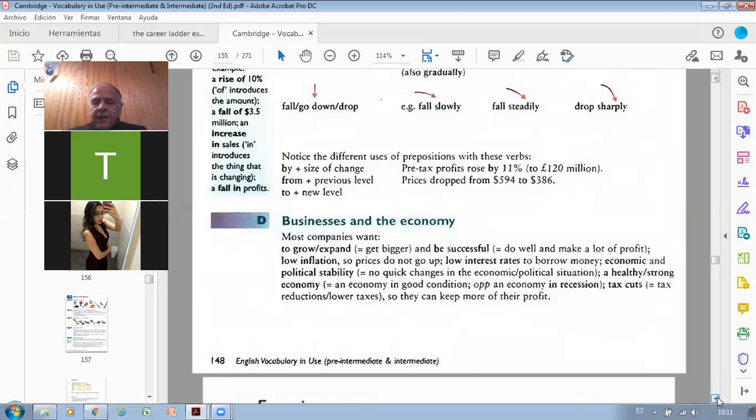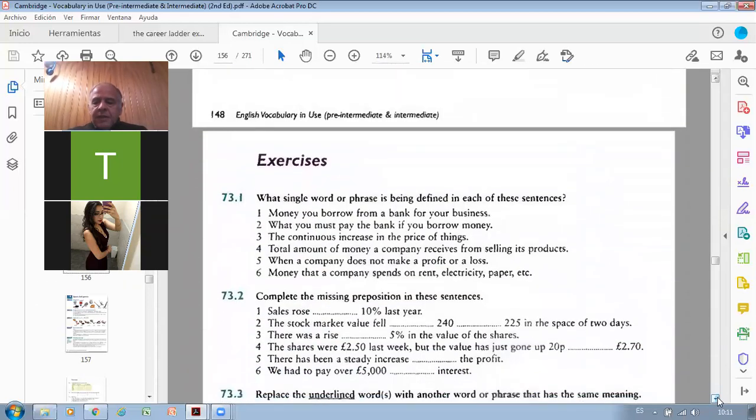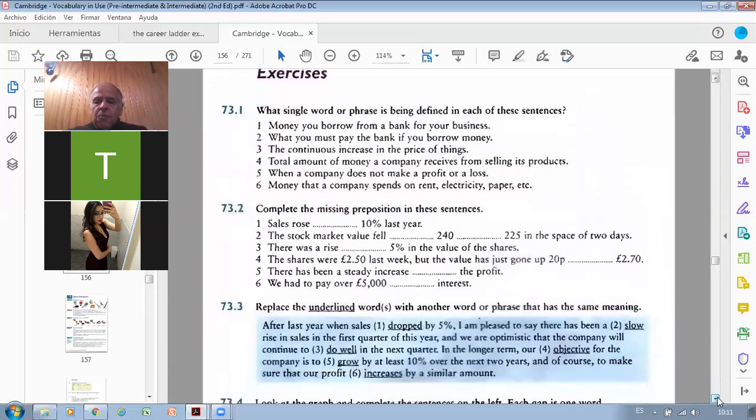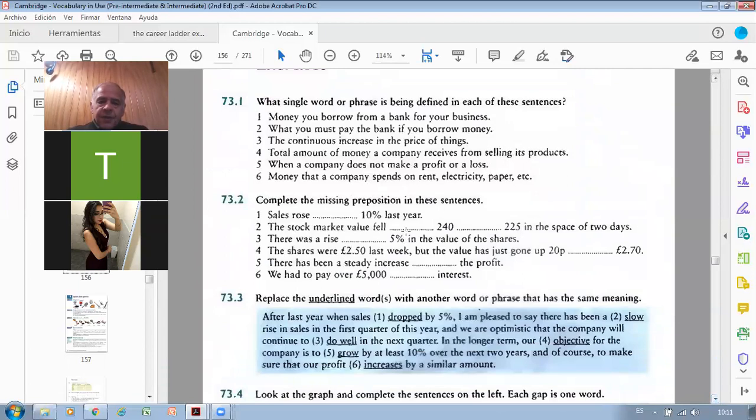Okay, the rest is going to be for homework. This part, for example, you will have to work with this. What single word or phrase is being defined in each of these sentences? For example, money you borrow from a bank for your business. How can you, with one word, say that?